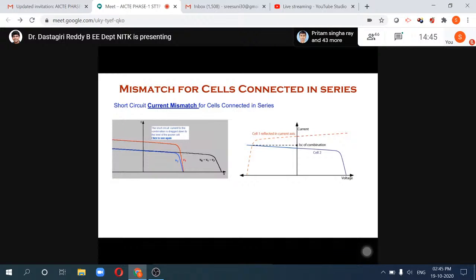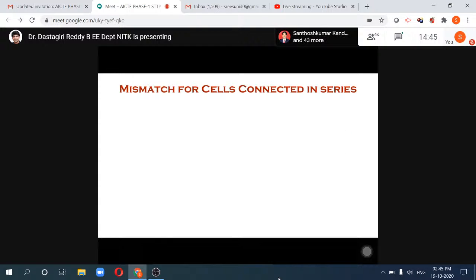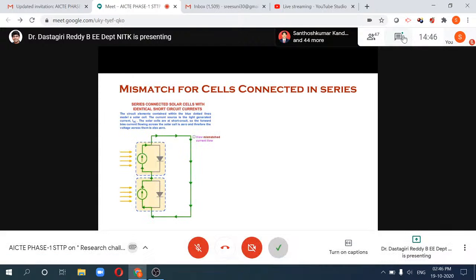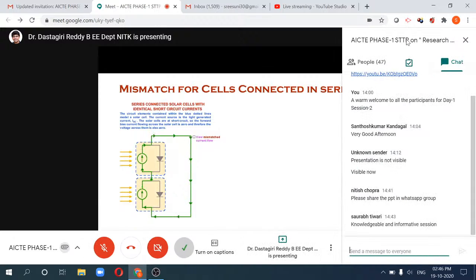When you are connected in series, if the current is the same, no issue. If the current is not the same, then what happens? Whatever may be the difference in the current will reflect as dissipation power. I mean, whichever diode or whichever PV cell is getting less current, the difference current will be dissipated in that cell itself. So there will be high power dissipation in the poor cell. Okay, we'll see more details in a while with one example, one calculated part. Okay, so this is how it works.